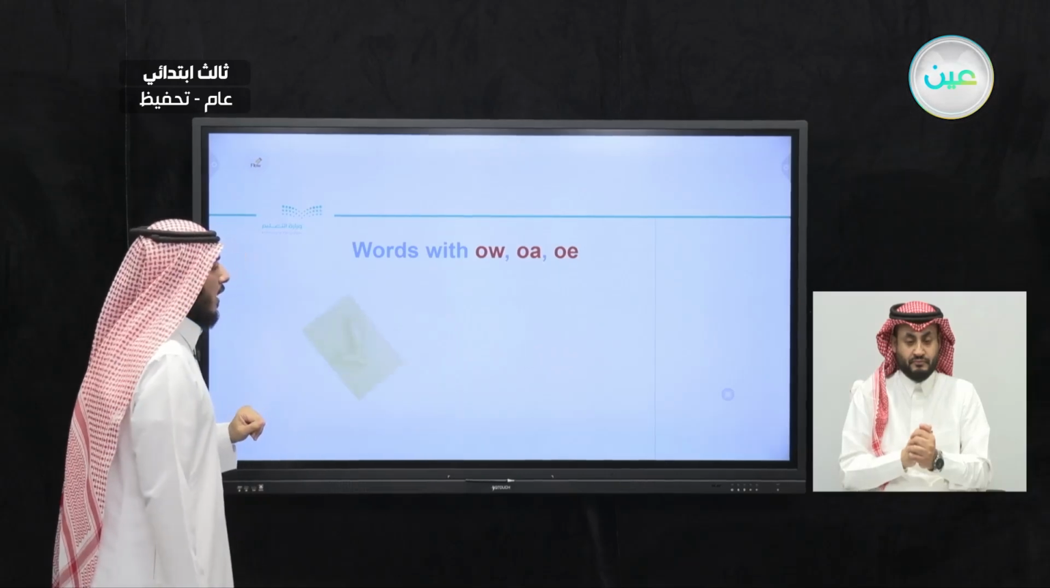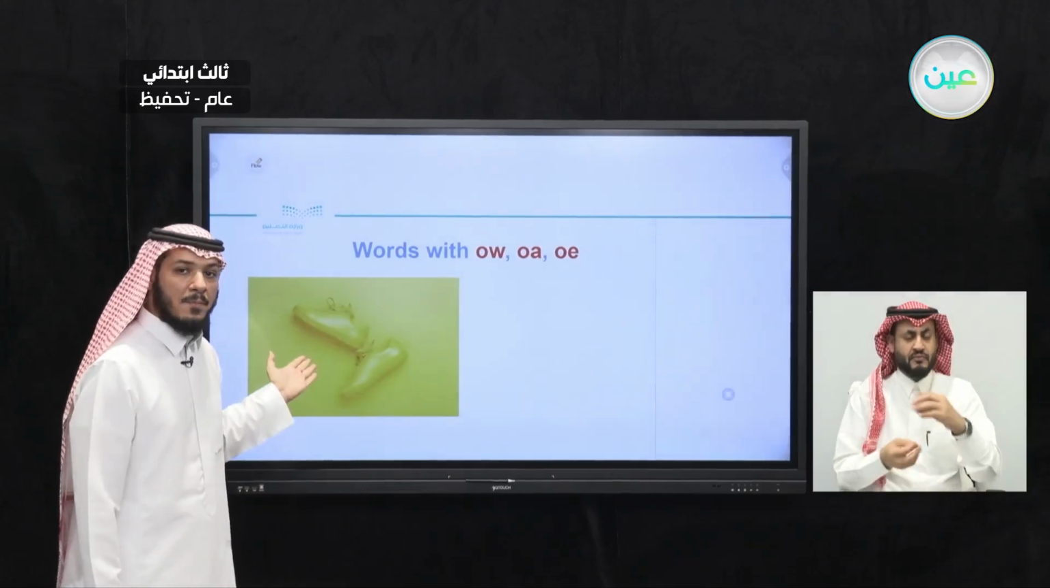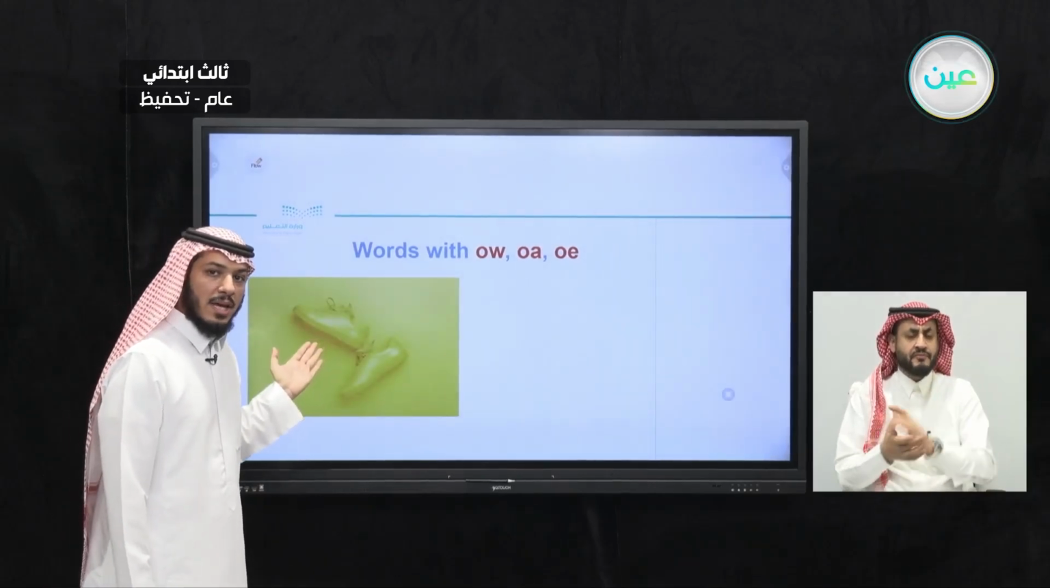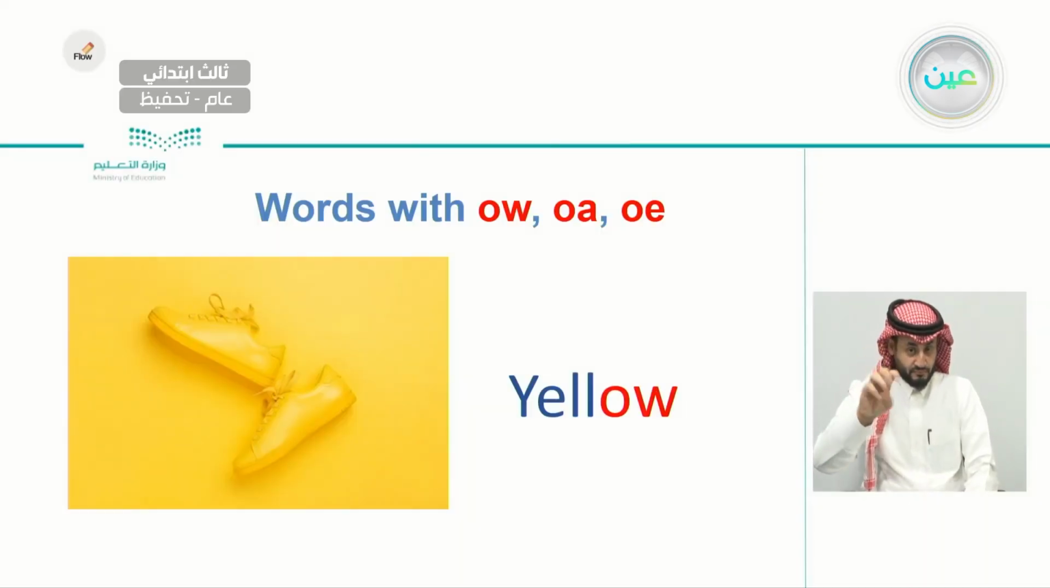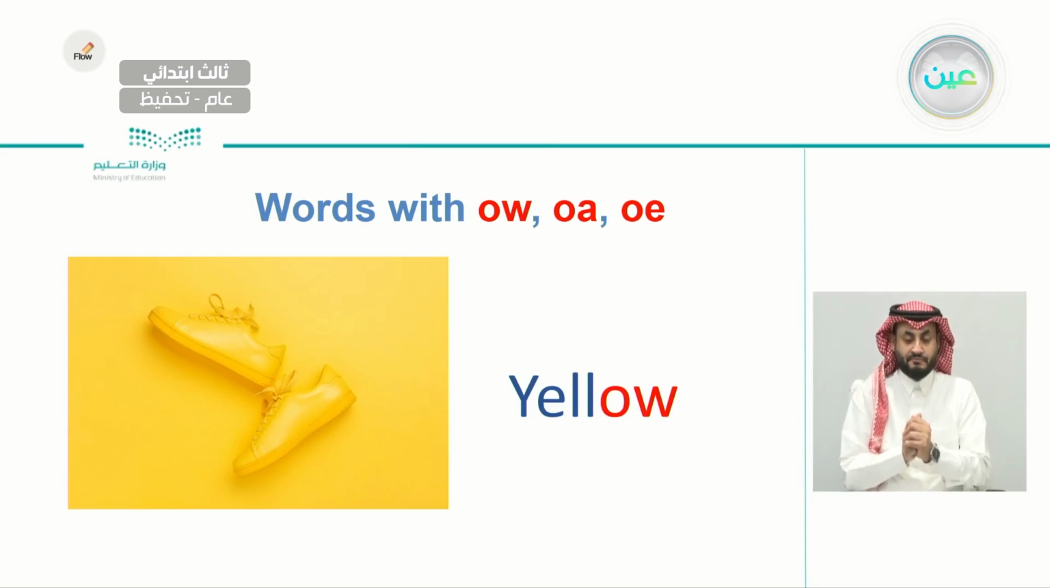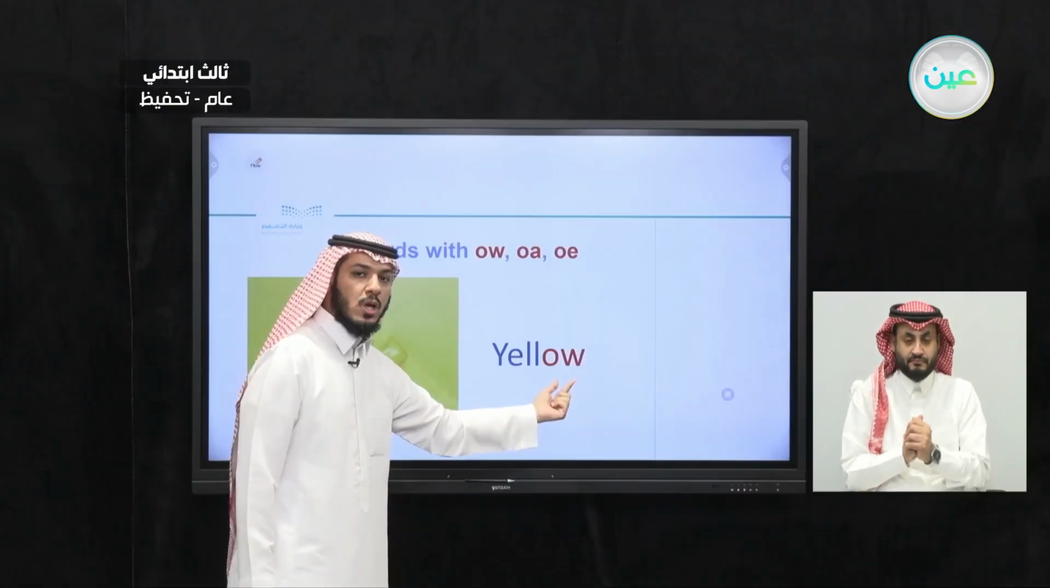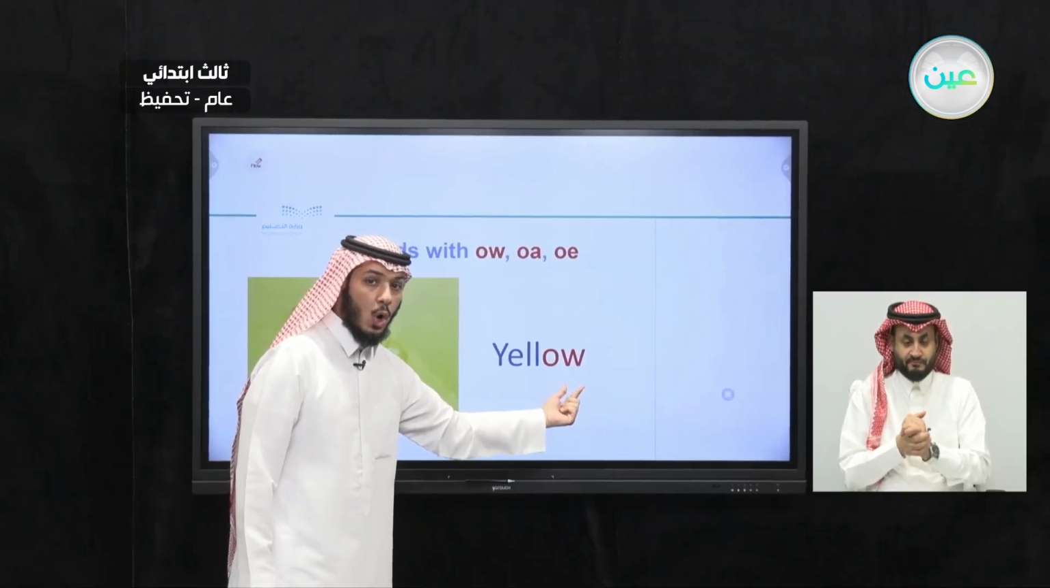Perfect. Okay, what is this color? Yes, can you tell me? It is yellow. Yes, that's right. So yellow, O, long O here. Okay, so we have O and W. We pronounce them as O.